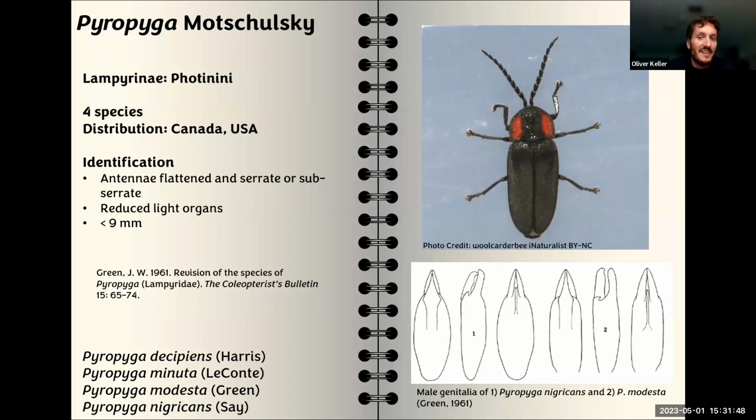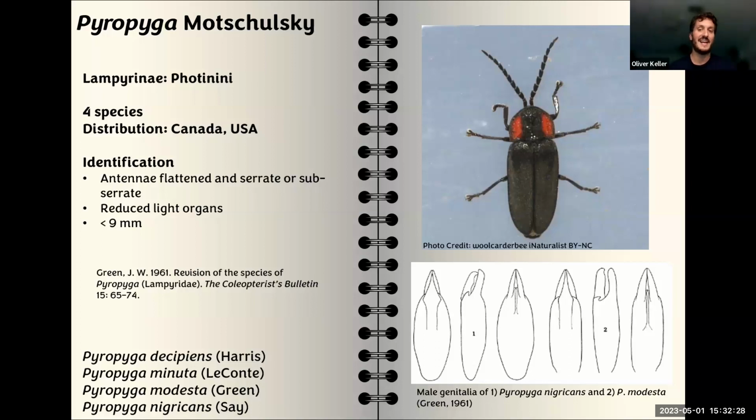They're mainly black with a little bit of red or yellow on their head shield. This one is Pyropyga nigricans on the right. And you can see genitalia on the bottom of Pyropyga nigricans and modesta, how they're different. And if you want to identify them with a key, if you have a microscope or so, the revision of the species is in green 61 in your folder. Very small. None of them are bigger than 9 millimeters. The genus also reaches all the way down into Argentina. But all of the species look very much alike.